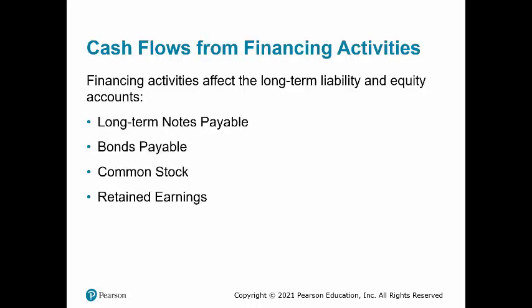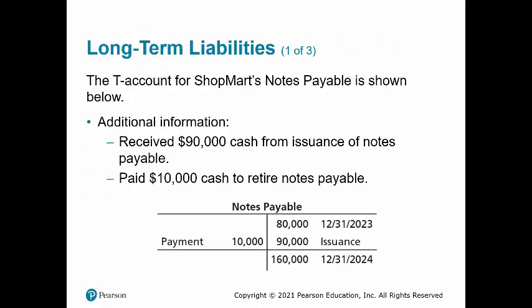So cash flows from financing activities are going to be determined from the long-term liability and equity accounts, such as long-term notes payable, bonds payable, common stock, and retained earnings. And we are going to analyze the T accounts for these long-term liabilities and equity accounts, much as we did for the long-term assets for the investing activity section. So first we're going to look at the T account for Shop Mart's notes payable as shown on this slide.